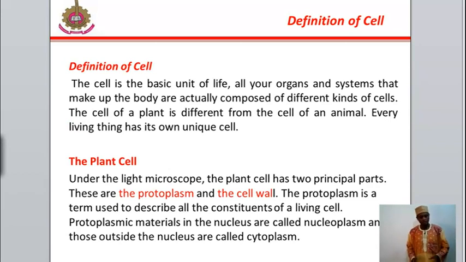Now, what is a cell? A cell is the basic unit of life. Without the cell, there is no life. Every living organism has a cell before it can have life. A cell is defined as the basic unit of life, as I said the other time. All the organs and systems of the body are made up of different types of cells. In the plant cell, the outermost layer is the cell wall, while the other part of the cell, starting from the cytoplasm and the inclusions of the cell, is referred to as the protoplasm of the cell, and this is the living component of the cell.